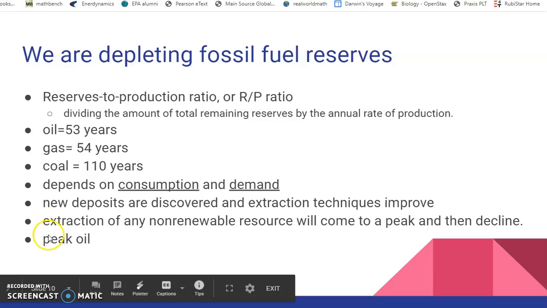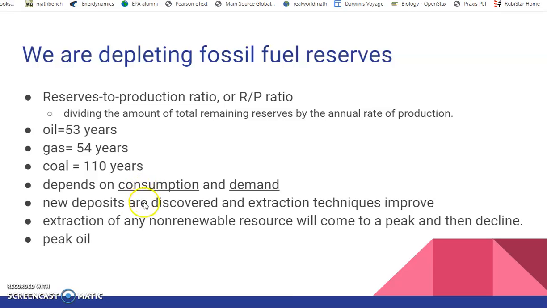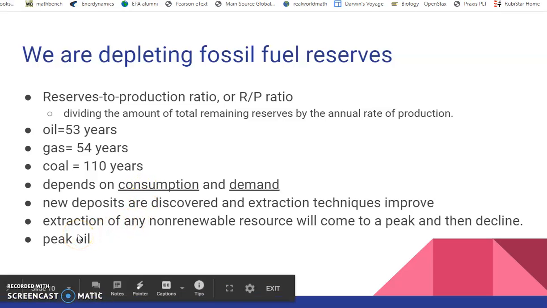All right, but at any rate, you do hit this point where the extraction will come to a peak and then decline, and we call that peak oil or peak gas. And after this is when you can expect prices to really increase because the demand from consumers is really there, but we're not producing it as much anymore.